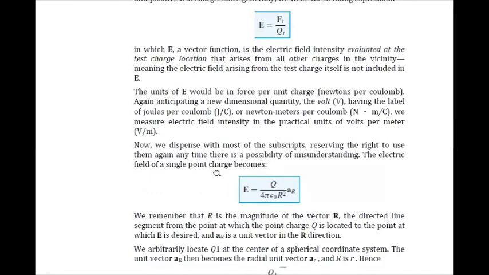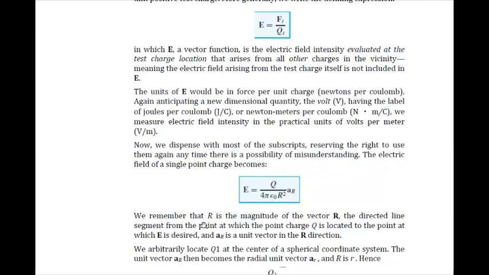Now, we dispense with most of the subscripts, reserving the right to use them again anytime there is a possibility of misunderstanding, so that the electric field of a single point charge becomes, okay, ito minsan nagiging equation, E equals Q over 4 pi epsilon sub O R squared times aR. Okay, yung R natin, ito yun. Yung vector R. Then, ito naman yung kanyang, since ito yung vector R, then we have the amplitude R.